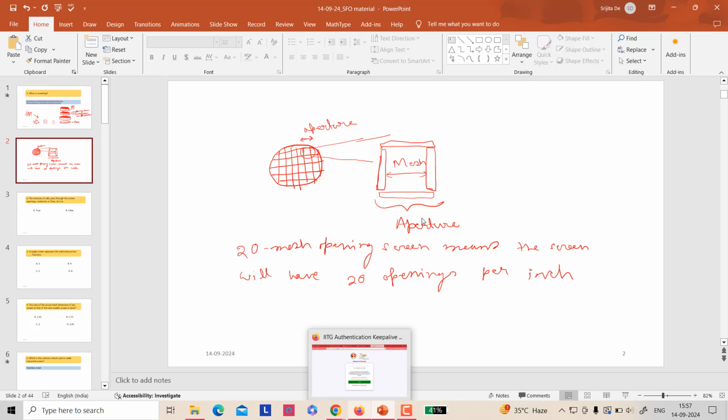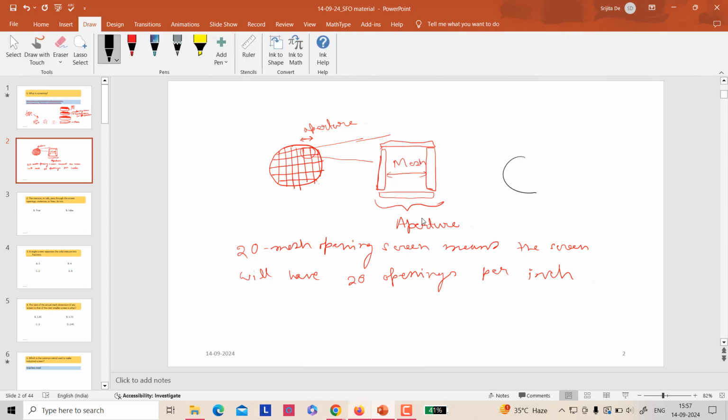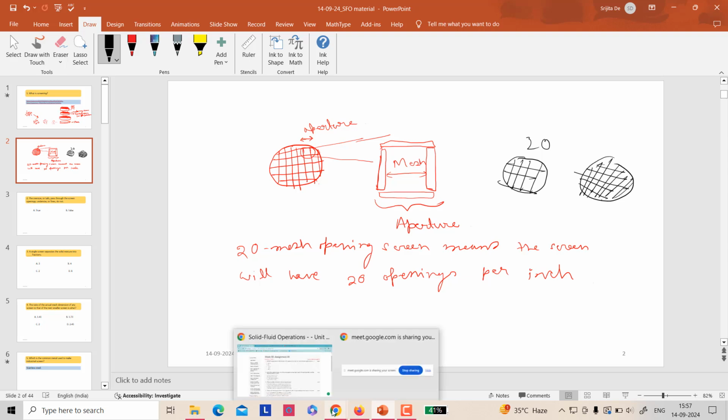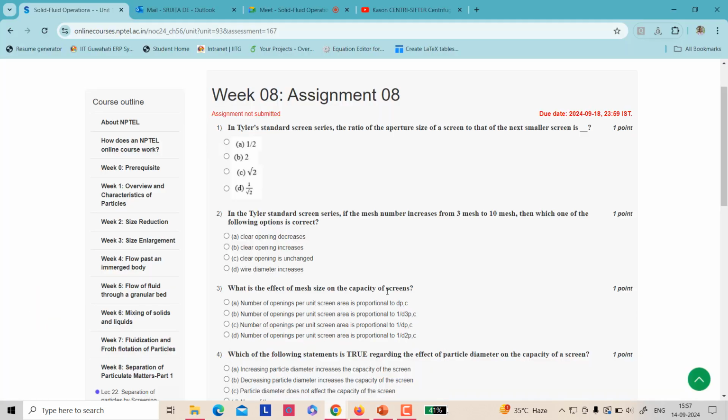Because we want to fit, suppose here it is 20 mesh and here it is 150 mesh, in the same area, obviously the mesh opening will be reduced. Okay. The clear opening decreases.